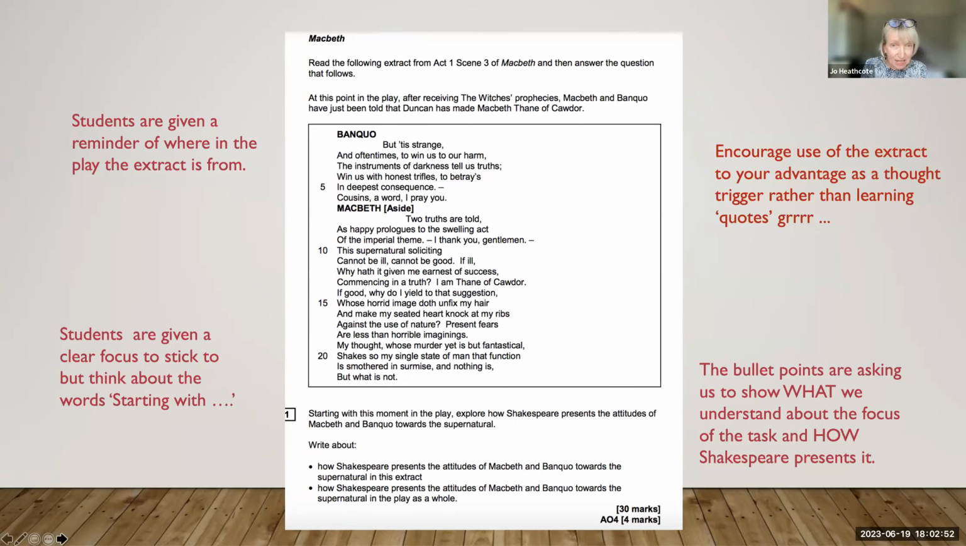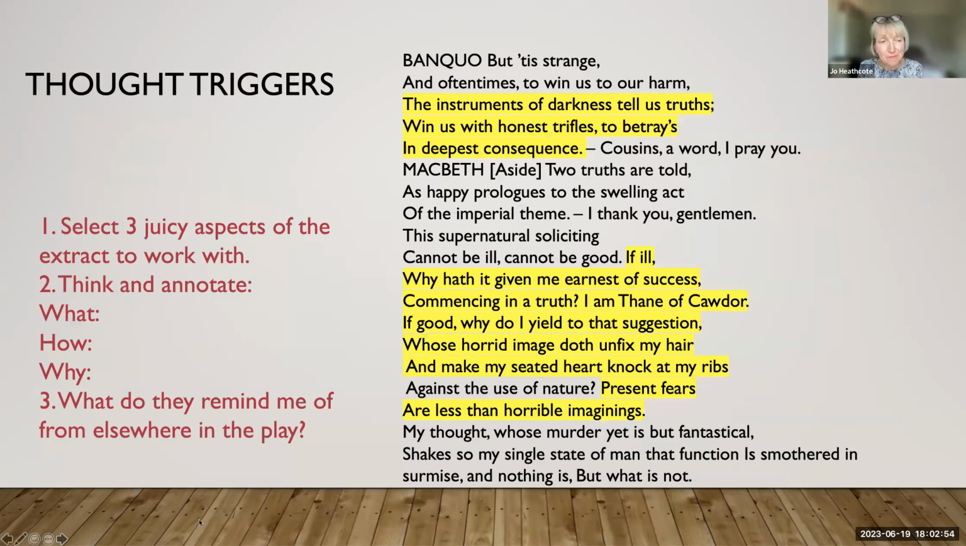So let's take a little look at that. If I take that extract aside for a moment and do a bit of planning, I would always say to students, still thinking about your magic 3, select 3 juicy aspects of the extract to work with. By juicy, I mean the ones you can squeeze a lot out of.